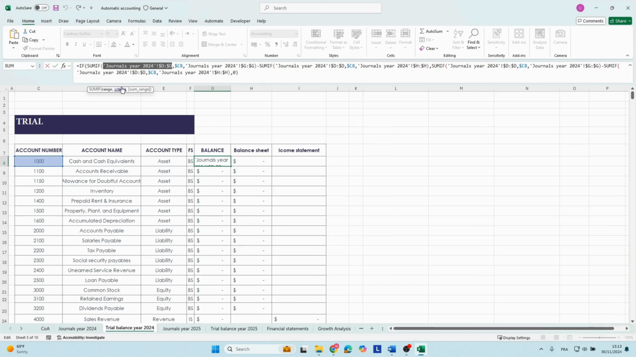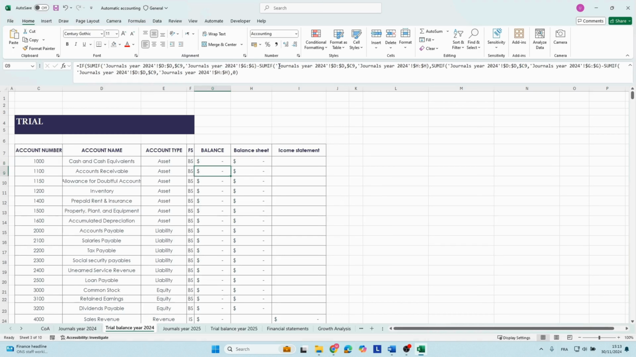So our criteria is the account number, and we get the data from the journal, from debit or credit. So it will be a summary for all the transactions that we have booked in the journal year 2024 sheet. Then it will be debit and credit. So it will be a summary and we get all the movement and the balance for each account that is available in the chart of account.